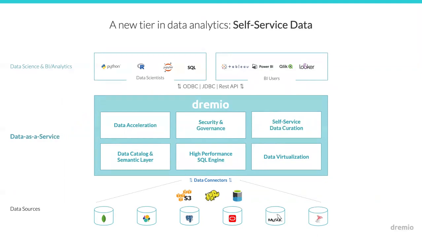So as you can see in this diagram, at the bottom we have our various data sources, things like Hadoop, MongoDB, or various relational databases. At the top, we have the data science and BI analytics users. They're going to use things like Python, maybe with Pandas, or R for the data scientists, and the BI users typically use something like Tableau or Looker. And Dremio sits in between these two, and it provides various things. The one I'm going to focus on mostly today is the data acceleration component of what Dremio provides.